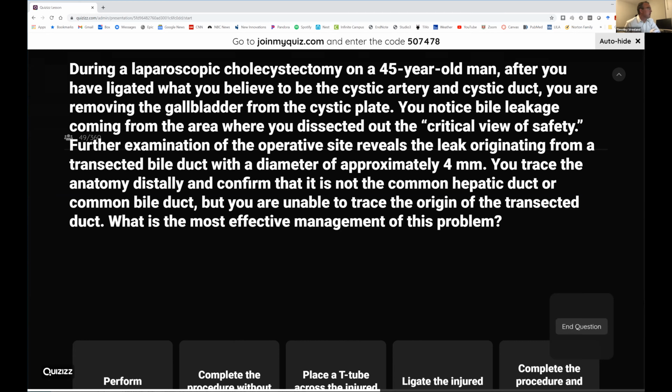Perform a cholangiography to assess the anatomy of the injured duct. Complete the procedure without intraoperative intervention and externally drain the operative site. Place a T-tube across the injured duct and place an external drain at the completion of the case. Ligate the injured duct and place an external drain at the completion of the case. Complete the procedure and transfer the patient to a tertiary care hepatobiliary center.